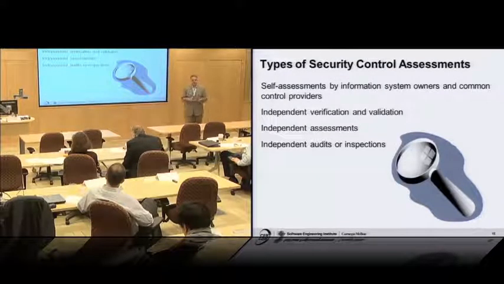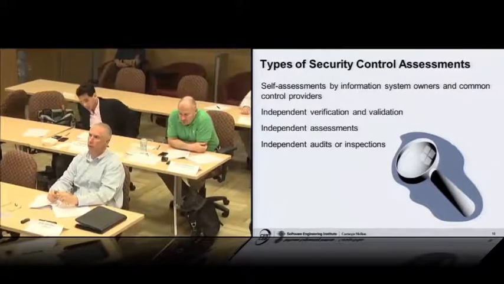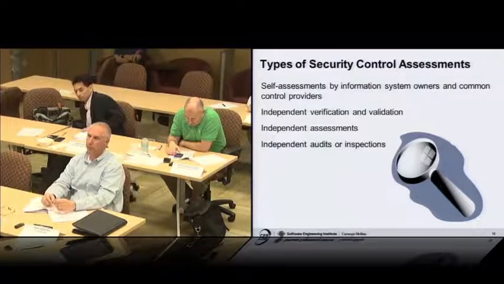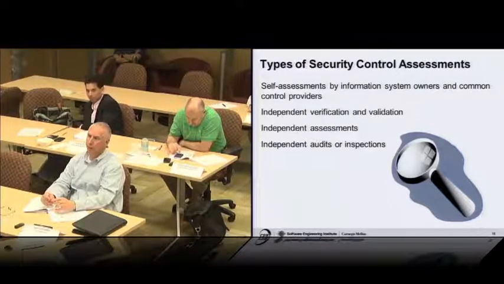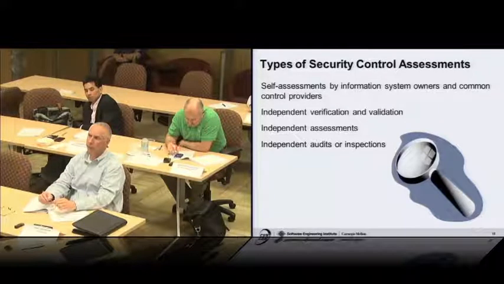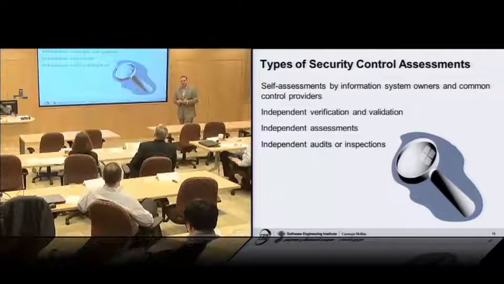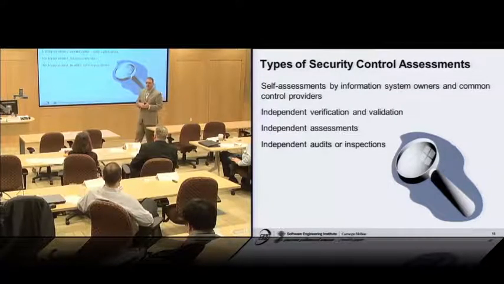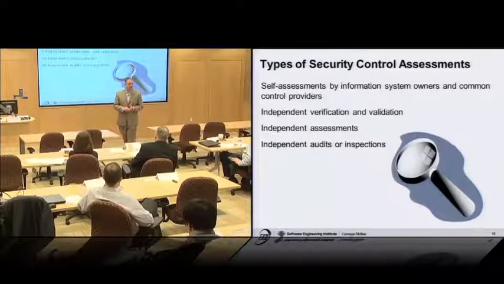There are different types of security control assessments out there. There are self-assessments that you as the system owner can do yourself, or like an internal audit team. You can have independent verification or independent validation, where you're bringing in an external auditor or an external team to provide that look. Why do you think that's important? You have an internal audit team that goes out and does this. Why do you need an independent look?